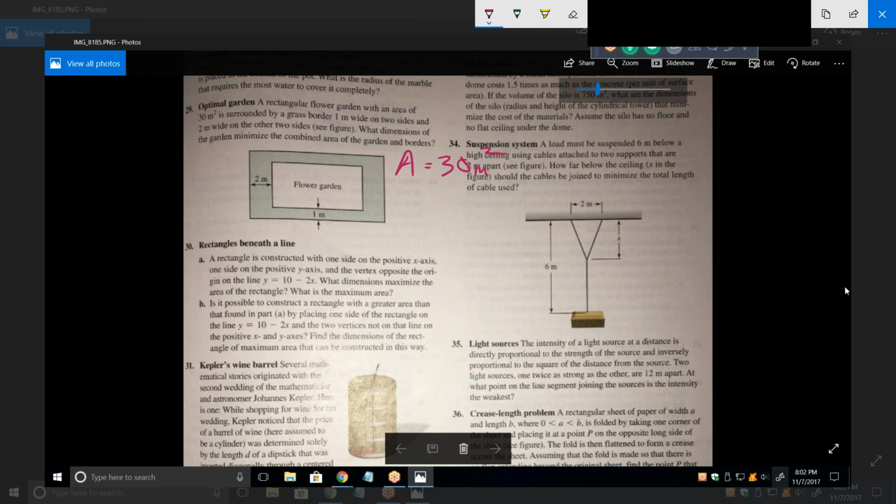Well, first of all, I've got to think about what they're asking there. What dimensions of the garden minimize the combined area of the garden and the borders? All right. So this area is the flower garden, and that is 30 square meters. What are the dimensions of the garden, and the combined area of the garden and the borders?